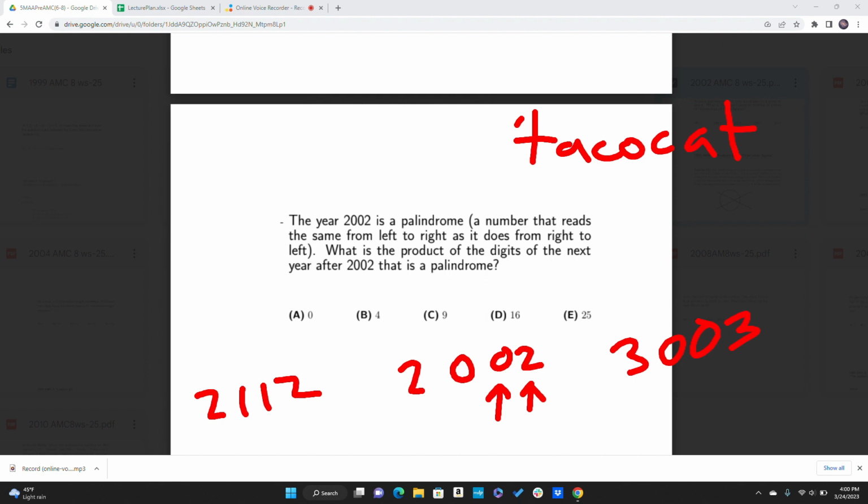And the product of its digits, so that would be when you multiply all of the numbers together. So 2 times 1 times 1 times 2. What does that equal? 2 times 1 is 2, times 1 is still 2, times 2 is 4. So that's the product of the digits. Remember, product, think multiplication.